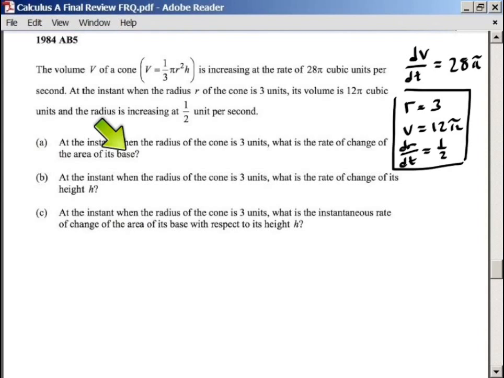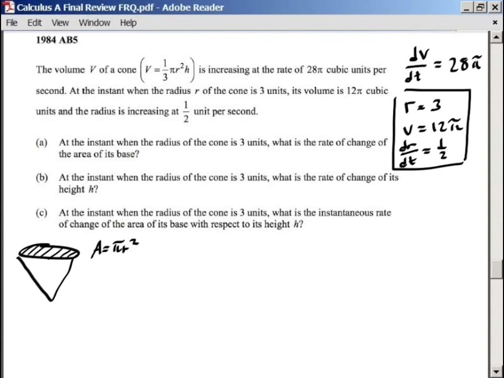What? Area of its base? Did it talk about an area of a base up here at all? No, it didn't. But it was talking about a cone, and if I think about a cone, you can draw a cone upside down, or you can draw it right side up, whatever. What's the base? It's this circle right here. Do you guys know how to find the volume of that circle? Not the volume, sorry, the area. What's the area of that circle? Pi r squared. A equals pi r squared.